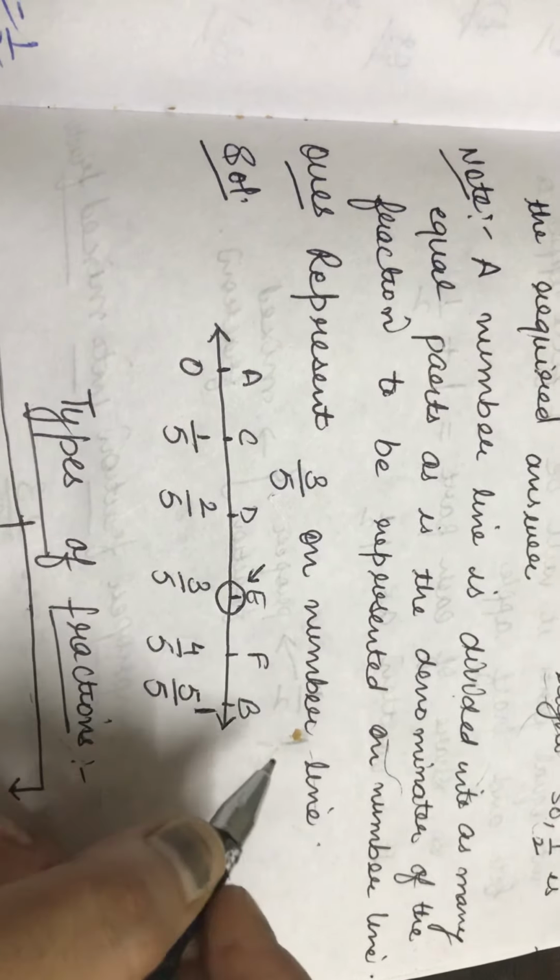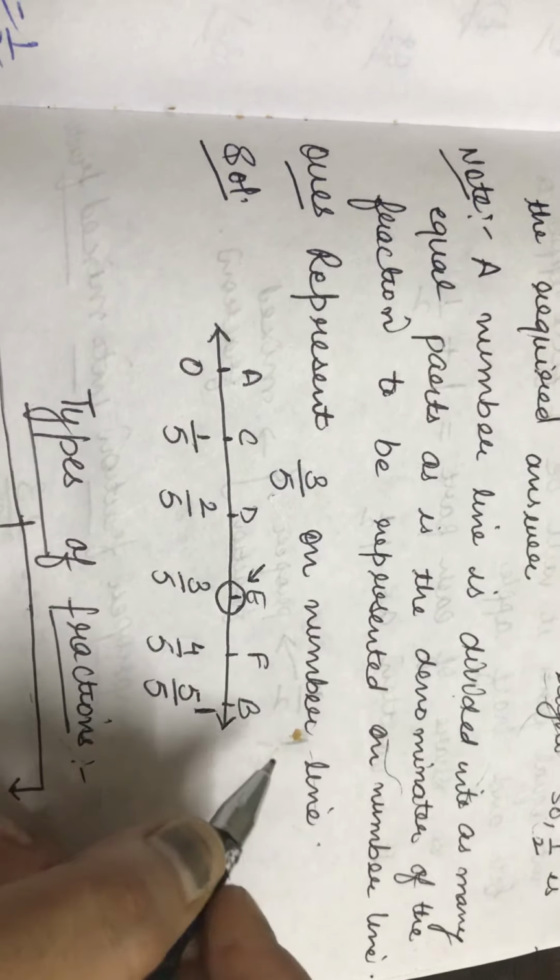So these are the 5 equal parts at equal distances. I want to represent 3 by 5 on the number line. So 3 by 5 is here, which is the point E. Next we have types of fractions. We have 3 types of fraction: proper fraction, improper fraction and mixed fractions.